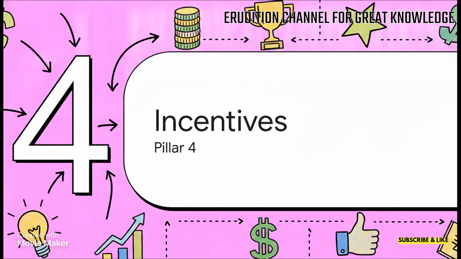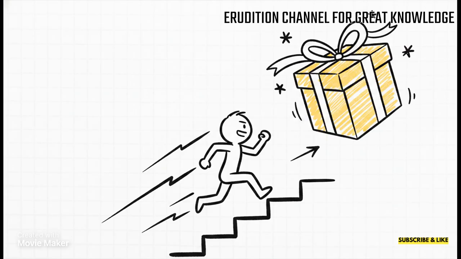Which brings us perfectly to pillar number 4, incentives. Incentives are the primary lever organizations use to actively influence that employee motivation we just talked about. To increase the likelihood of employees working to achieve their individual goals in a way that helps the company, you really have to look at how you're rewarding them.